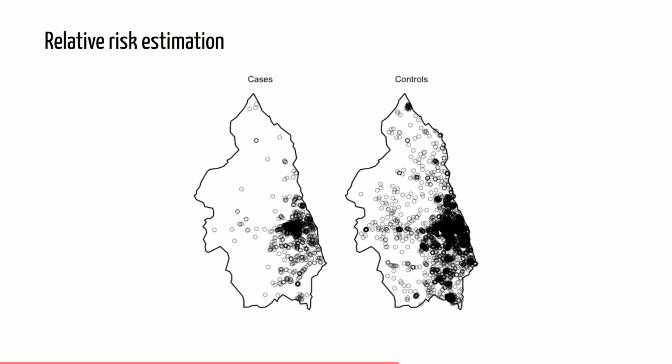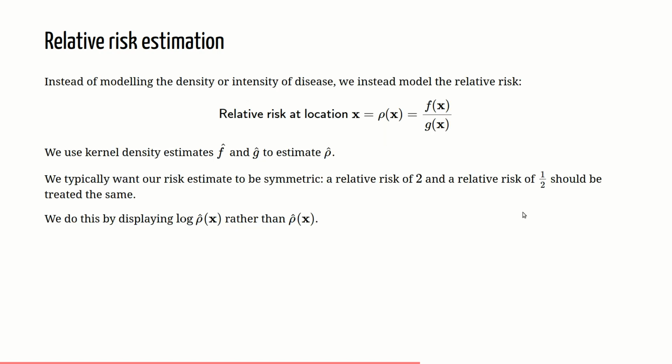So essentially what we do is we estimate risk by working out the density of the cases and working out the density of the controls and then taking the ratio. So we look at the relative risk at a location x. It's often denoted by rho, and it's just the ratio of f over g, where f is the density of cases and g is the density of non-cases or controls. And all we do is we use a kernel density estimate for f and a kernel density estimate for g, and that then gives us an estimate of rho.